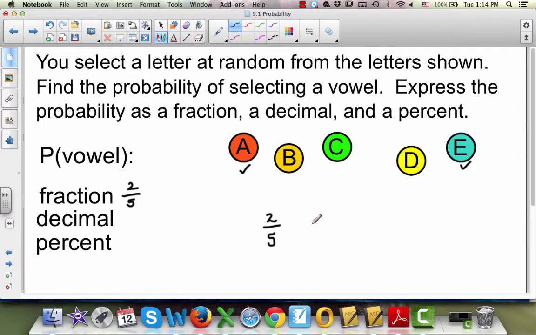Do you remember how to convert that to a decimal? Remember, you take the 2 on the top number and divide it by the bottom number. Move the decimal up here. How many times is 5 going to 20? 4 times. That's 4 times 5 is 20 with 0 remaining. So as a decimal, that would be 0.4. And as a percent, you move it over 2 places, so it will be 40%.